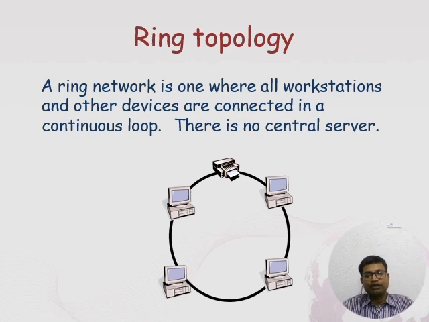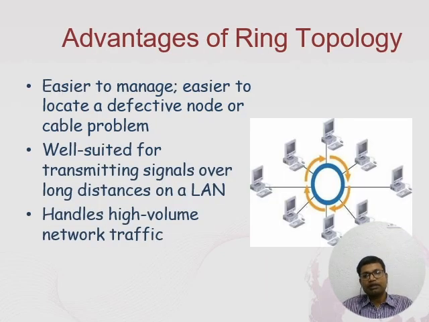And ring topology, you can see like a ring, and various devices or workstations are connected in a continuous loop. There is no central server, as I showed in the star topology. The advantages of ring topology are that it is easier to manage, easier to locate a defective node or cable problem, and well suited for transmitting signals over long distances on a LAN. Here you can solve the problem easily, and you can manage high volume network traffic.